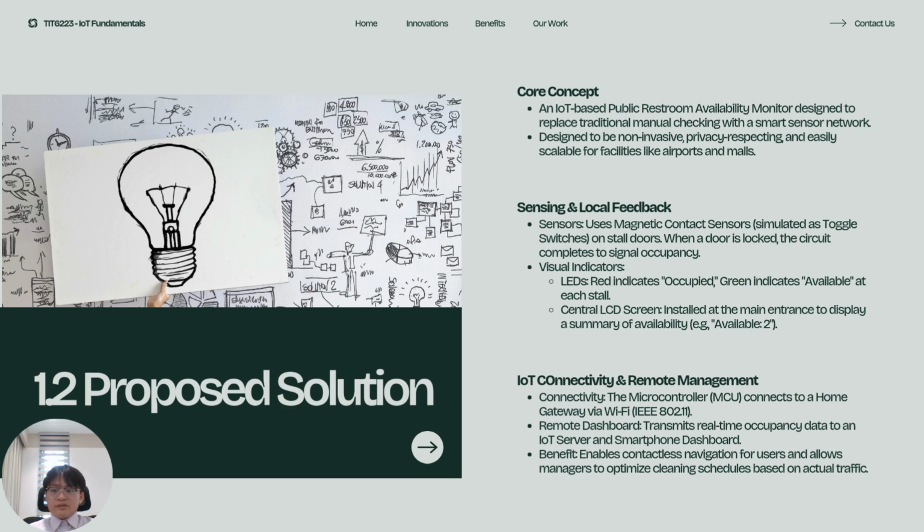We aim to replace the traditional, unhygienic manual checking method with a smart sensor network that allows users to identify free space directly from the restroom entrance. We designed this solution to be non-invasive, which means that we don't use cameras. So it will respect user privacy while being easily scalable for large facilities like shopping malls or airports.